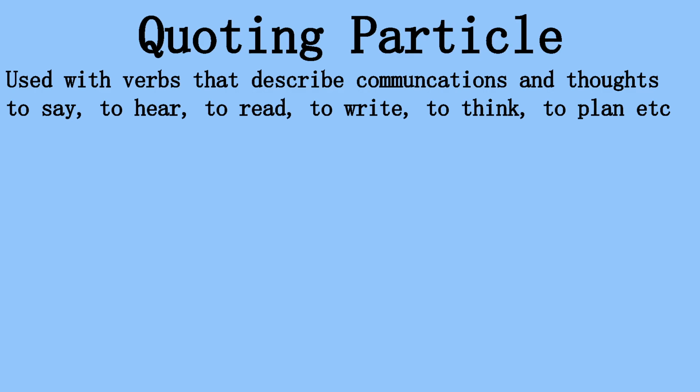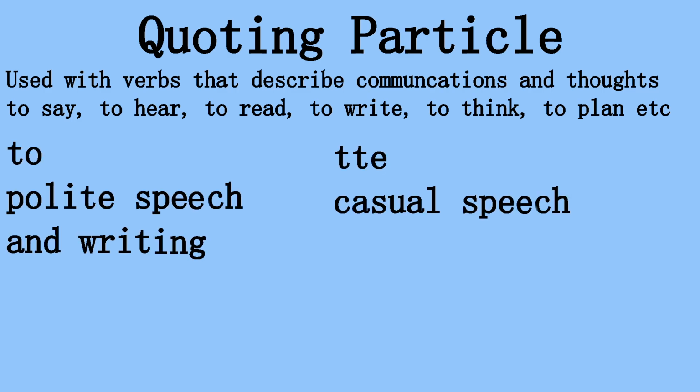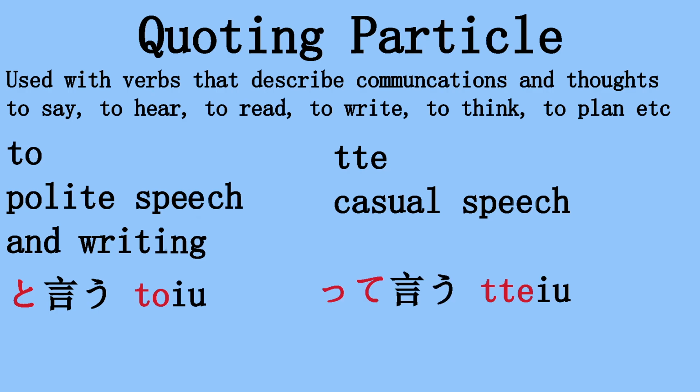Just as disclaimer, the te particle has also other uses, but in this video we focus on it being a quoting particle. There are only two quoting particles, as we know already, the te particle and also the particle to. That's right, like the to in toiu. To is used for polite speech and for writing, and te is more casual speech. If the to particle is used as quoting particle, it's interchangeable with the te particle.